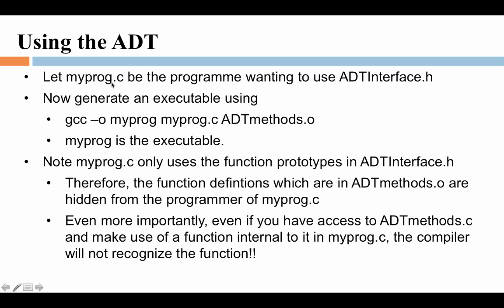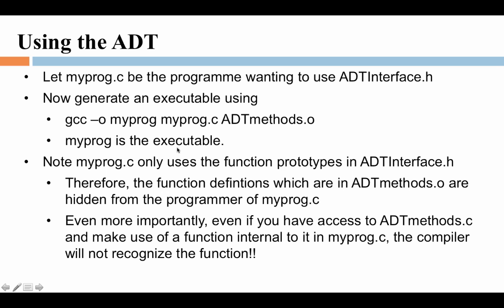For this, let us imagine that myprog.c is a C program that I am writing, in which I want to use the abstract data type ADT. What do I do? I include ADT_interface.h. Remember that this has the appropriate interface functions into the data type that we've created. You write down your myprog.c using all these functions and any other functions that you would want internal to this. Now you compile to make an executable. The executable is called myprog. You compile myprog.c along with ADT_methods.o and you give the flag -o. Myprog is the executable that is created.